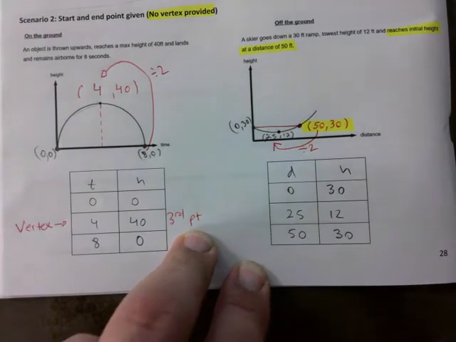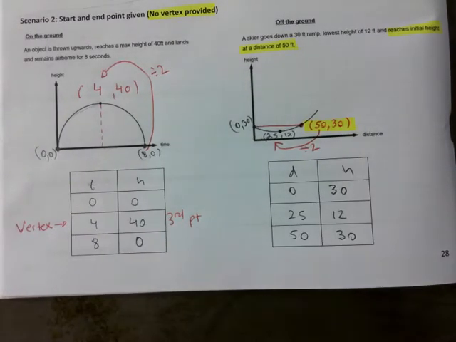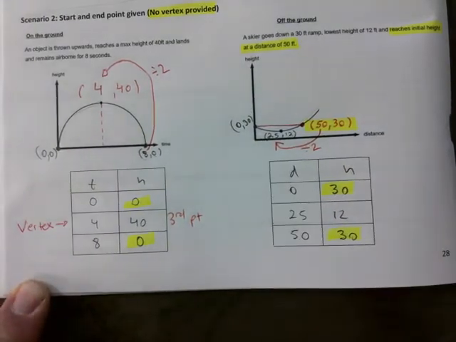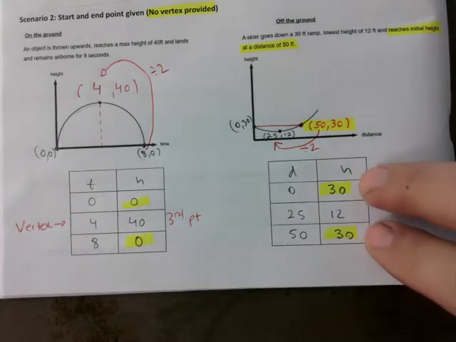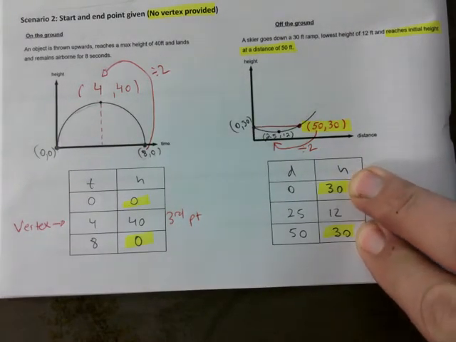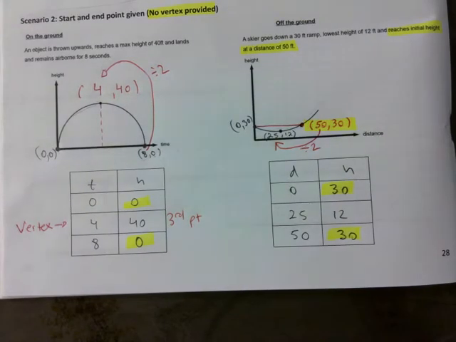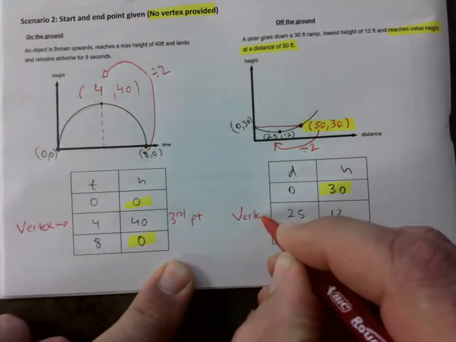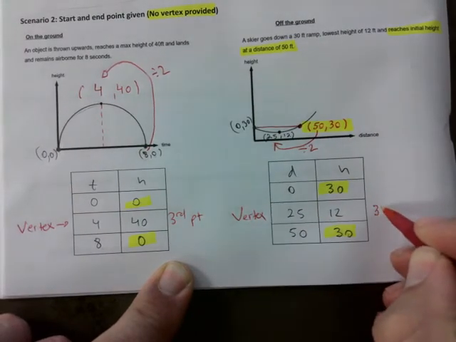And here I'm going to highlight that again. The important piece is that if you want to use the axis of symmetry, your initial and final height need to be the same. But this is my third point right here. Vertex, third point.